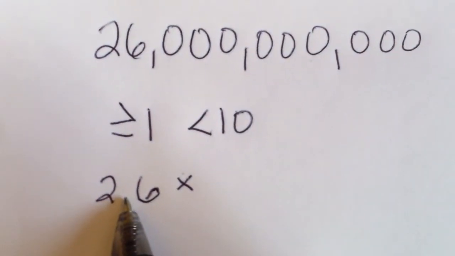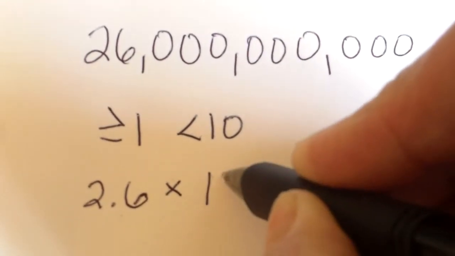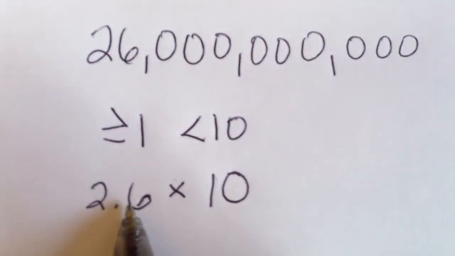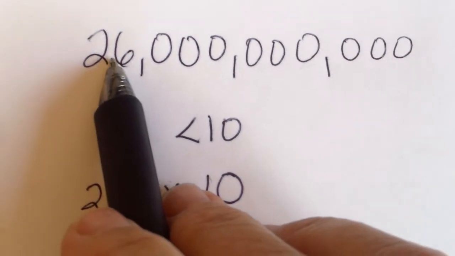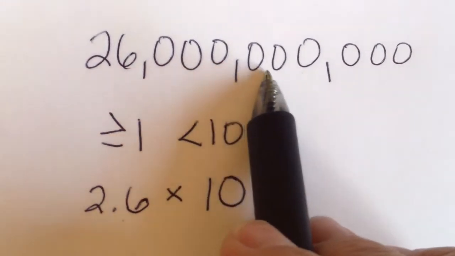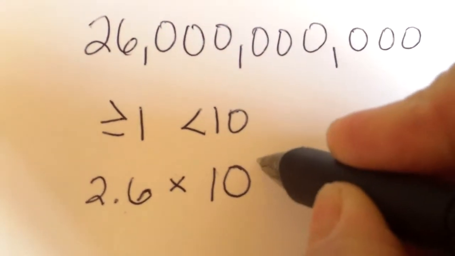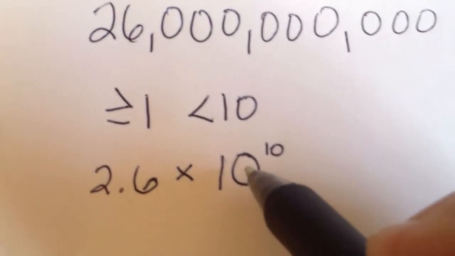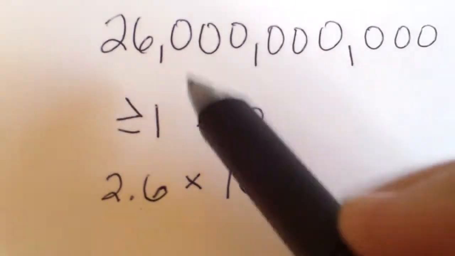But a better way to do this is multiply it by a power of 10 that tells me that I need to move this decimal to the right. Let's see, if I have my decimal here, I'm going to have to move it 1, 2, 3, 4, 5, 6, 7, 8, 9, 10 times. So I'm going to write this 10 to the 10th power. A positive exponent means my number is getting bigger. This means I moved my decimal to the right 10 times.